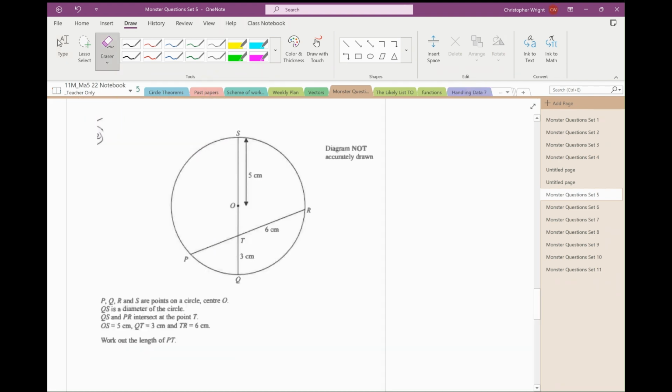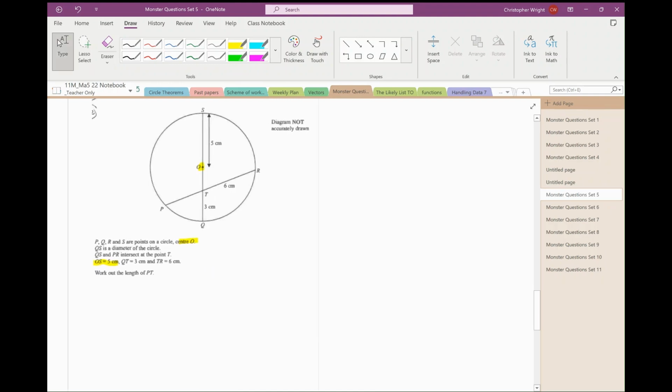Right, P, Q, and R are points on a circle with a centre of O. So here's the centre of the circle. Oh, look at that. The radius of the circle is 5. I can see that quite clearly. QS is the diameter of the circle. Yes, okay. Diameter QS and PR intersect at the point T. This looks like the intersecting chords theorem to me. OS is 5 as marked. That's also the radius. QT is 3, TR is 6. Okay, work out the length of PT.